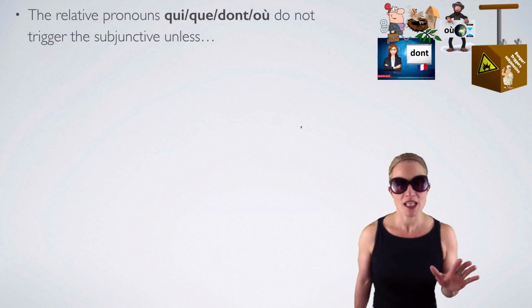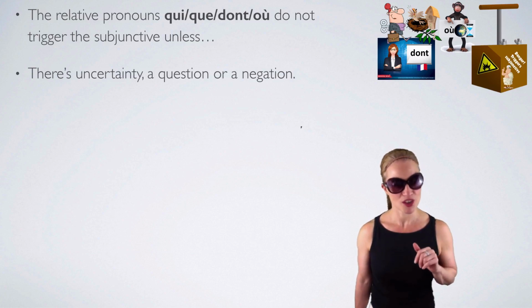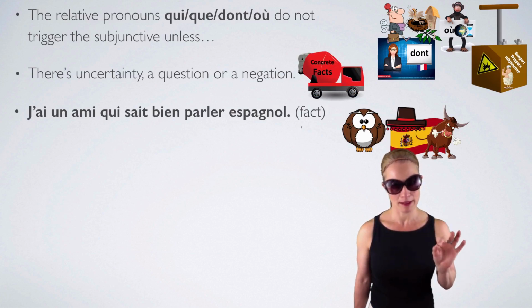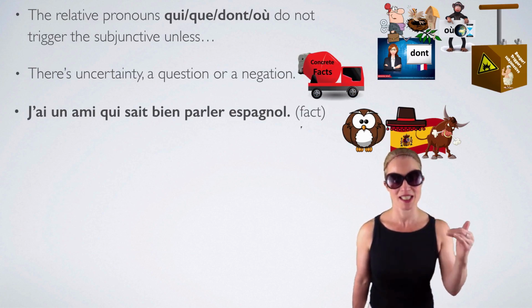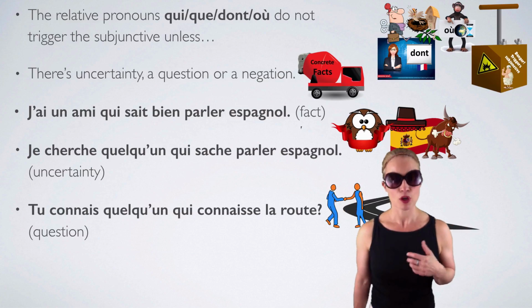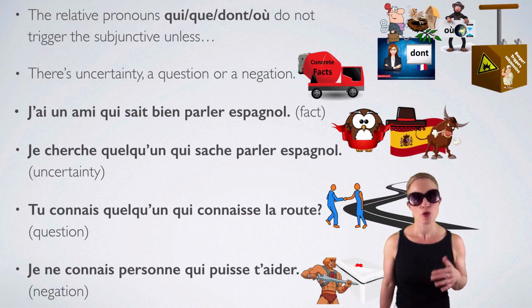The relative pronouns qui and que and dont and où do not trigger the subjunctive unless there's uncertainty, a question or a negation. Usual story. J'ai un ami qui sait bien parler espagnol. That's a fact. We use the indicative. Qui sait bien. Je cherche quelqu'un qui sache parler espagnol. Okay, there's uncertainty there. I'm looking for someone. Tu connais quelqu'un qui connaisse la route? Question. Brings up the subjunctive. And negation. Je ne connais personne qui puisse t'aider.